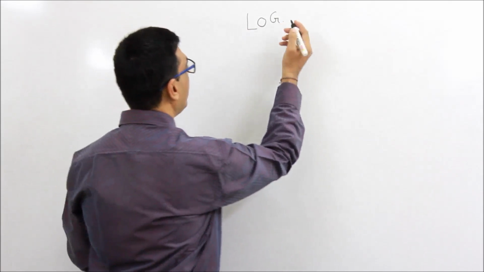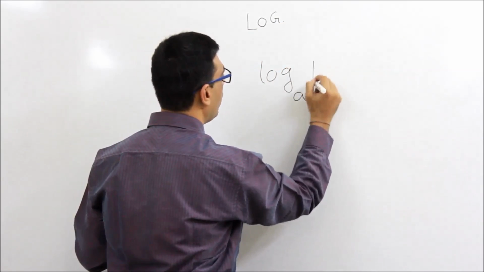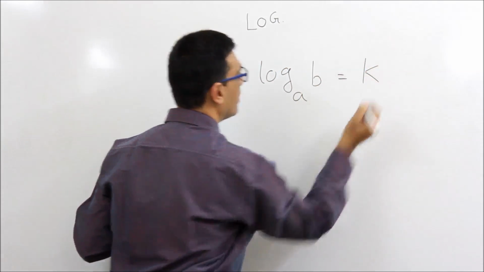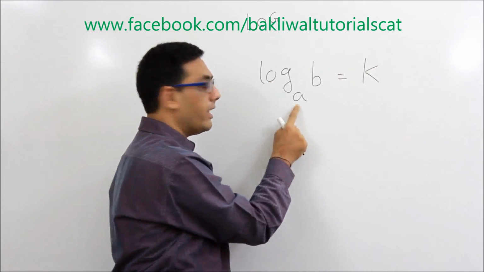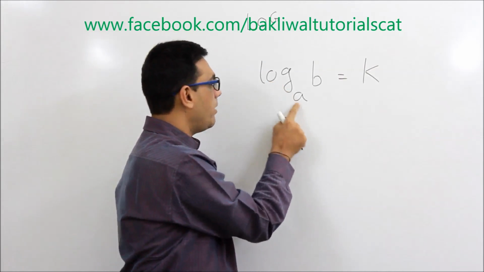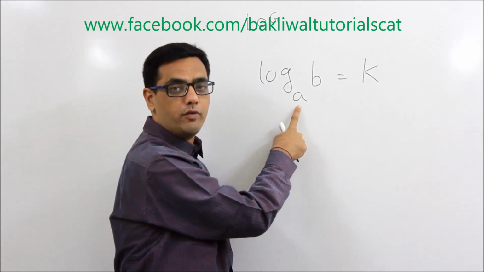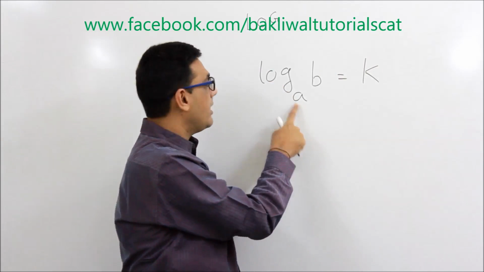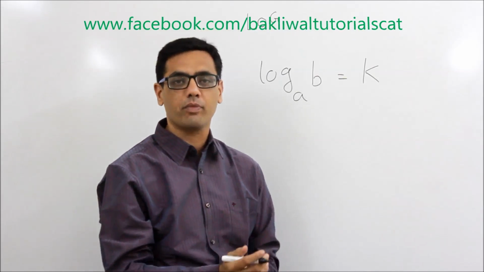So let's go forward. Logarithm basically is nothing but, let's say I define log base A of B is equal to K. So what is the meaning of this? Log to the base A. It can be of any base. The base can be E. If it is E, we call it natural logarithm, we denote by ln. Generally the base is taken as 10. So log to the base 10.